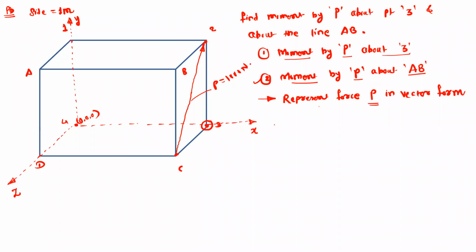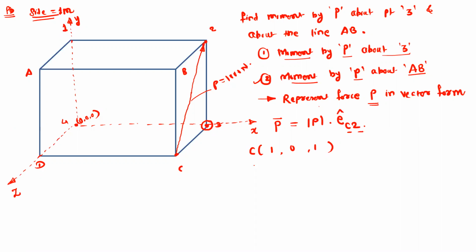Okay. So vector form will be force P bar is equal to the mod P into the unit vector along the direction of that force. So this unit vector will be unit vector C2. Okay. So first we have to find out the coordinates of the point C and the point 2. So for the point C, all the sides are 1 meter, it is given in the problem. So point C lies in the XZ plane, so its Y coordinate will be 0, and the remaining two coordinates will be 1 meter and 1 meter.